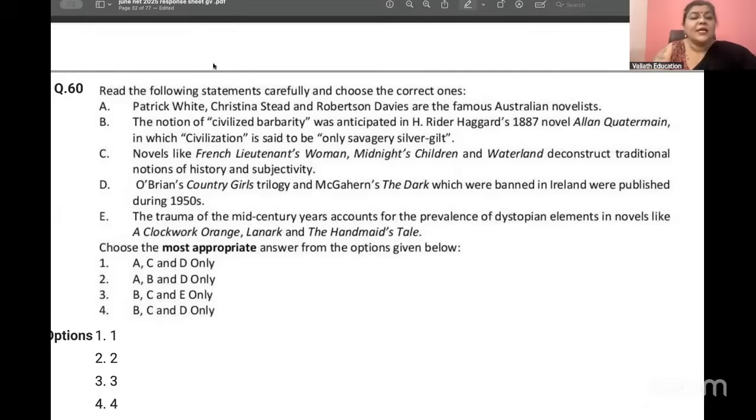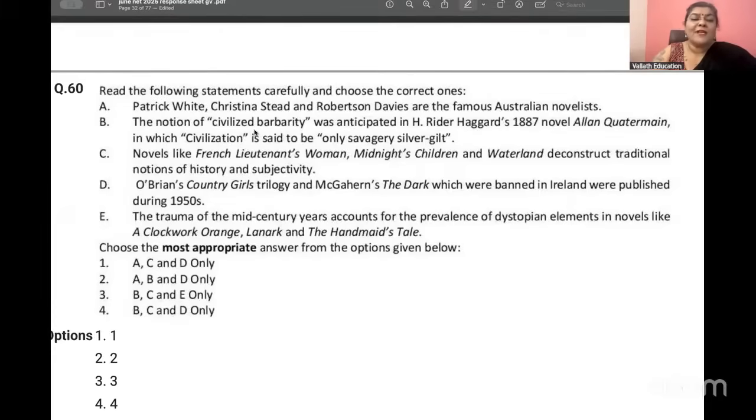Now listen to this. Patrick White, Christina Stead, and Robertson Davies are the famous Australian novelists. You think it is correct? Maybe. Patrick White definitely is a novelist. Robertson Davies wrote novels, Salterton Trilogy, Deptford Trilogy. He also wrote drama, didn't he? Christina Stead is a novelist. You're thinking, okay, leave it. Keep it aside.